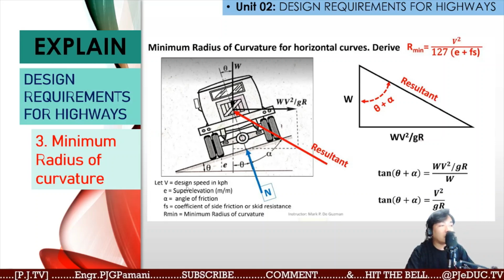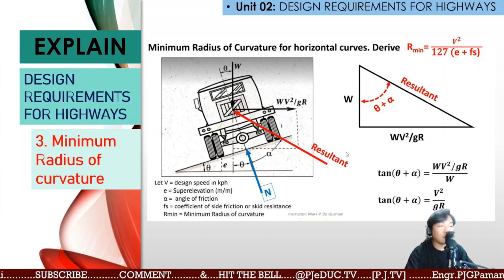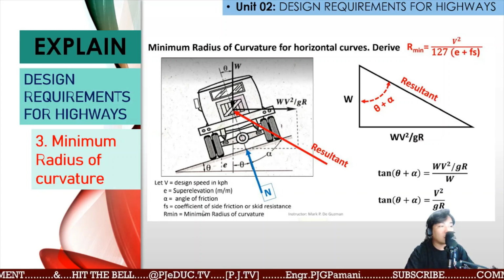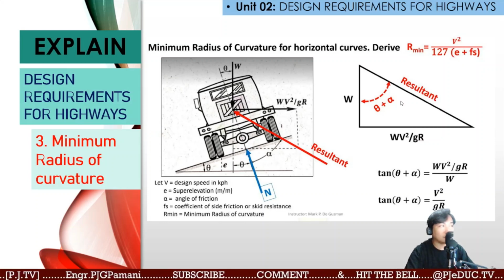So we have here the design speed in kilometers per hour, which we have identified kanina. Super elevation, meter per meter. Angle of friction, alpha. The coefficient of side friction or skid resistance. And the minimum radius of curvature. And this is how we are going to do that.